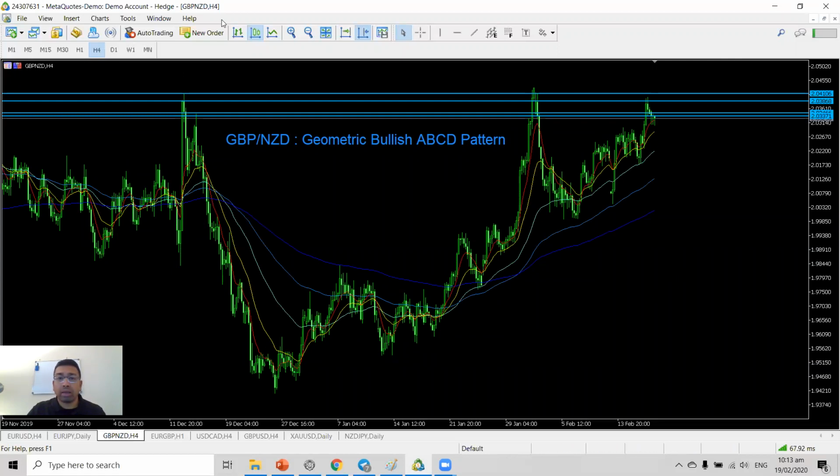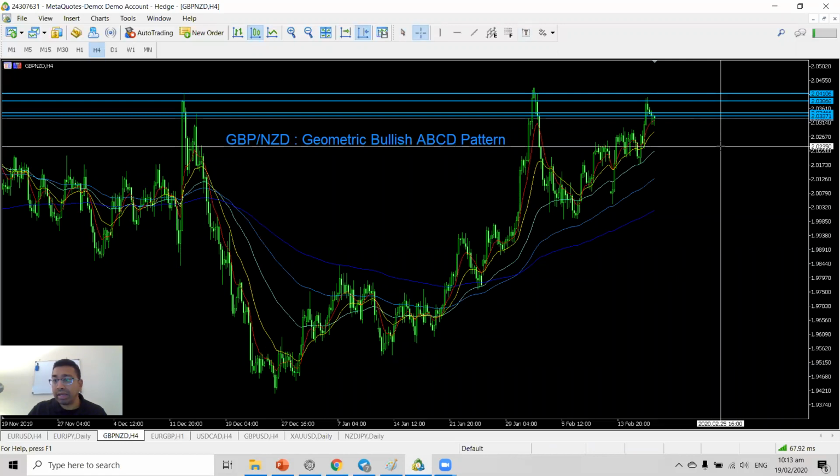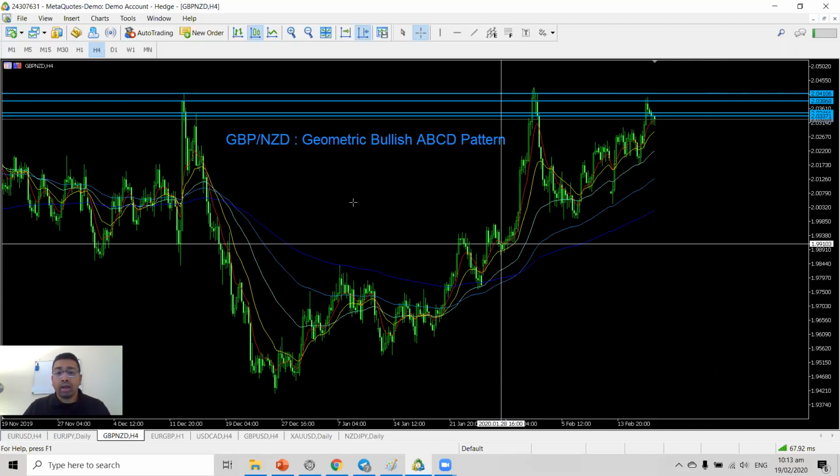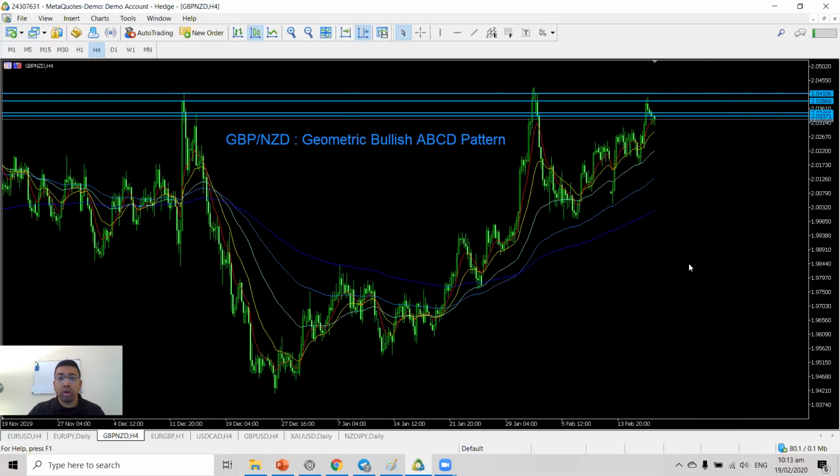But at this moment of time, we are seeing price trading at 2.0327 or 2.0328, that kind of levels, and these levels are really close to the 2.0320 psychological level. So what I'm seeing here is you can see that there are loads of horizontal blue lines that I have laid out on the GBPNZD 4-hour chart at this moment of time.